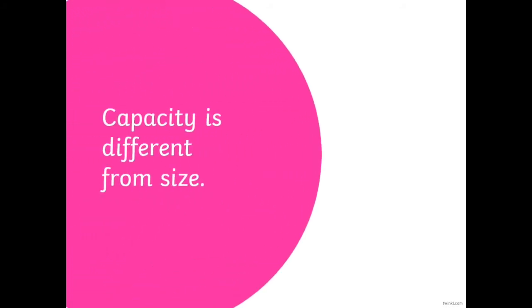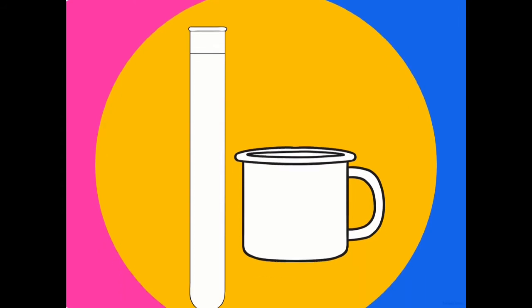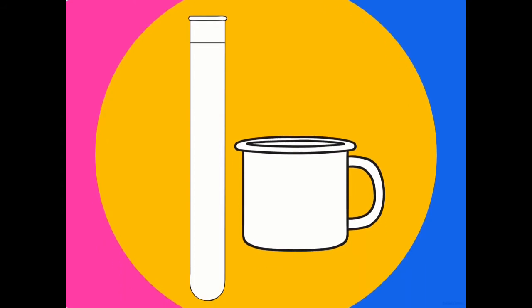Capacity is different from size. A tall, thin container can have a smaller capacity than a small, wide container. You can see the example here. We've got a long, thin test tube and a cup. Do you think they might have the same capacity or different capacity? What are your thoughts?